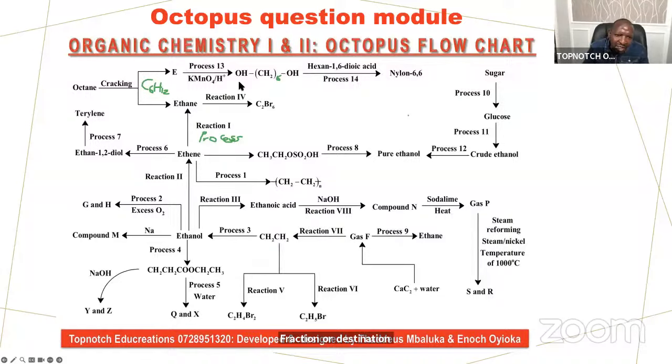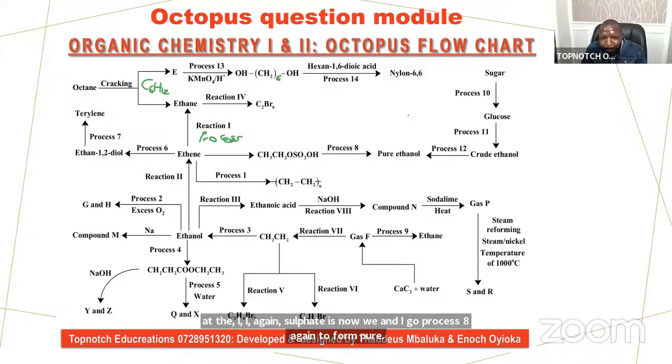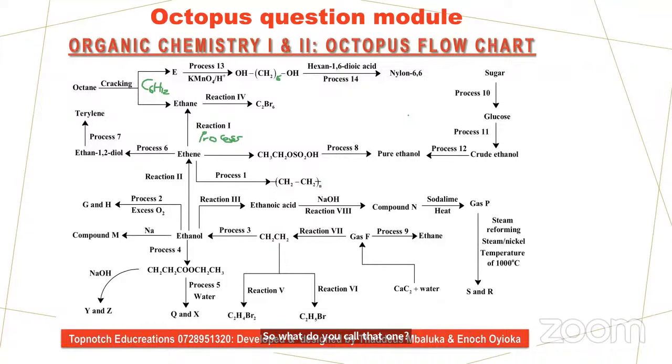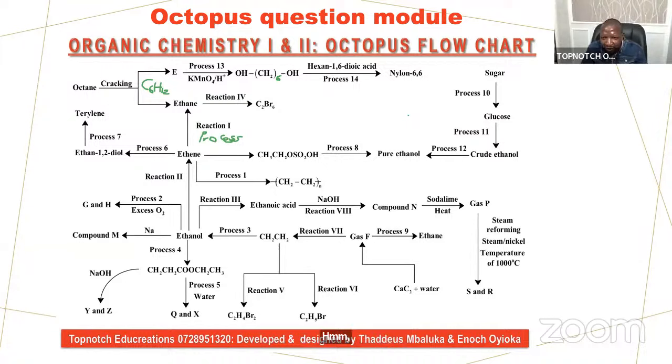Crude ethanol to pure ethanol, process 12, that is fractional distillation. And then we have ethene reacting with sulfuric acid to form ethyl hydrogen sulfate. Then the ethyl hydrogen sulfate undergoes hydrolysis to form pure ethanol. So simply converting ethene to ethanol is hydration. Hydrolysis is the key word.